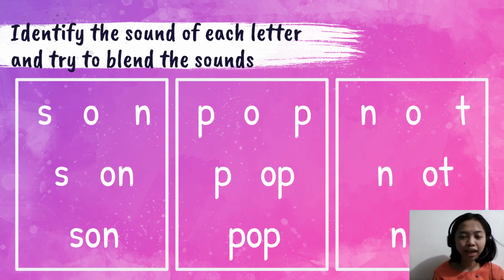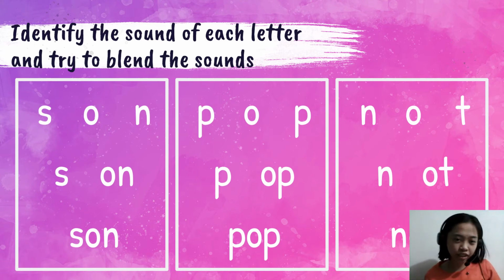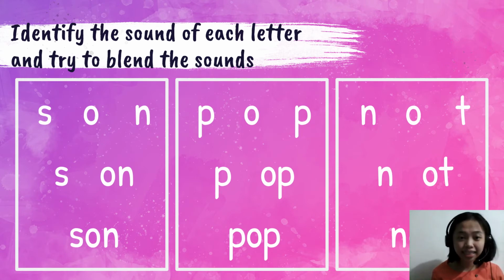We are now on the second slide of the CVC O words. Let's go again to the first box. What are the letters that you see on the first box? It's letter S, very good. O, and then the letter N, that's correct. Next, what is the sound of S? It's S. How about the O and the N? N. Now, S plus on equals son.